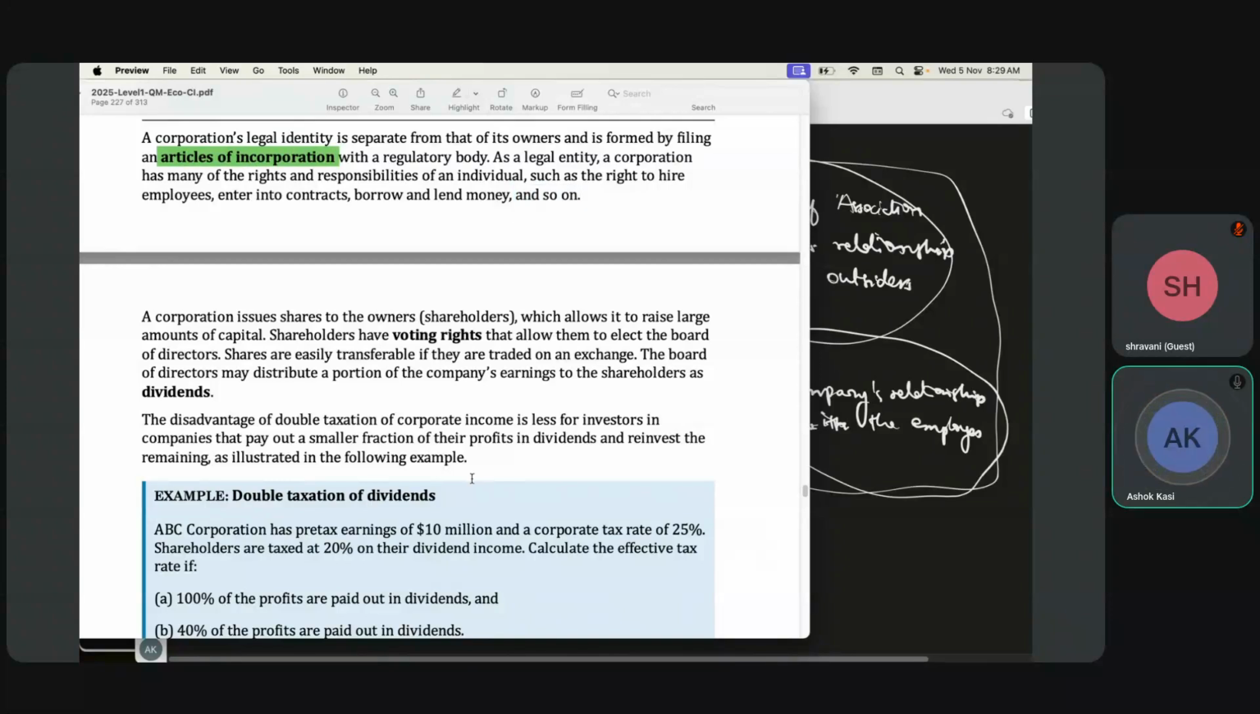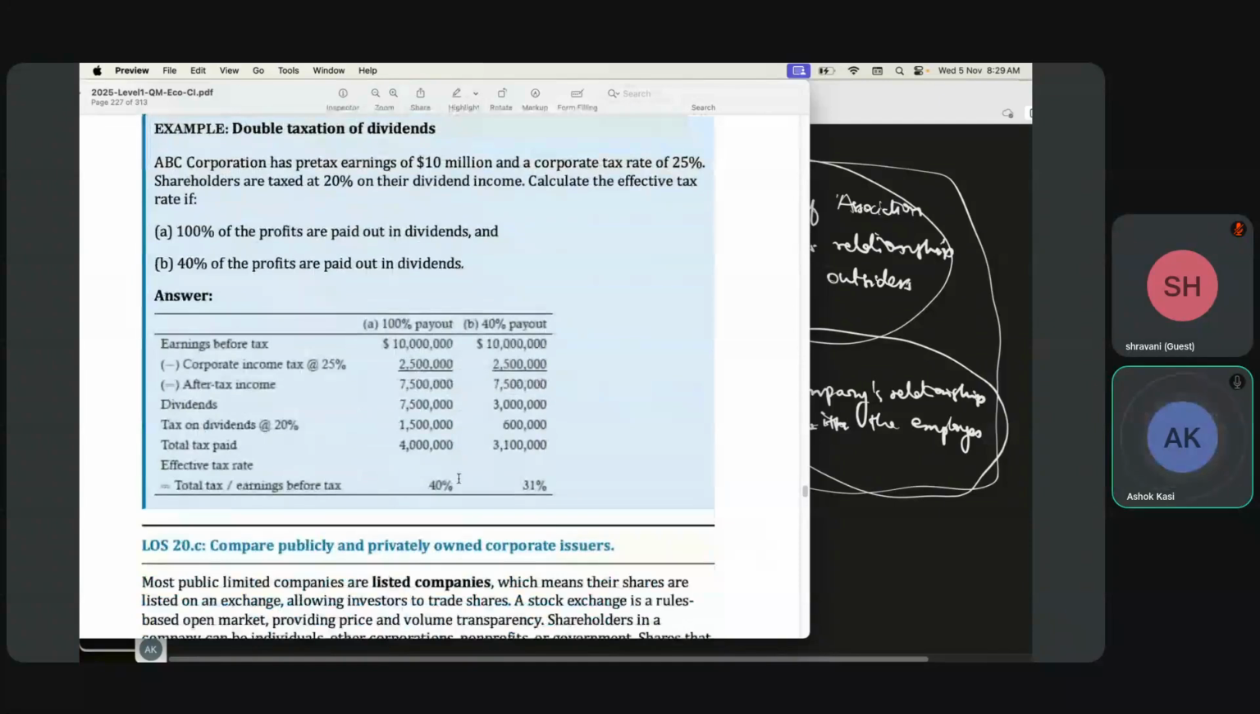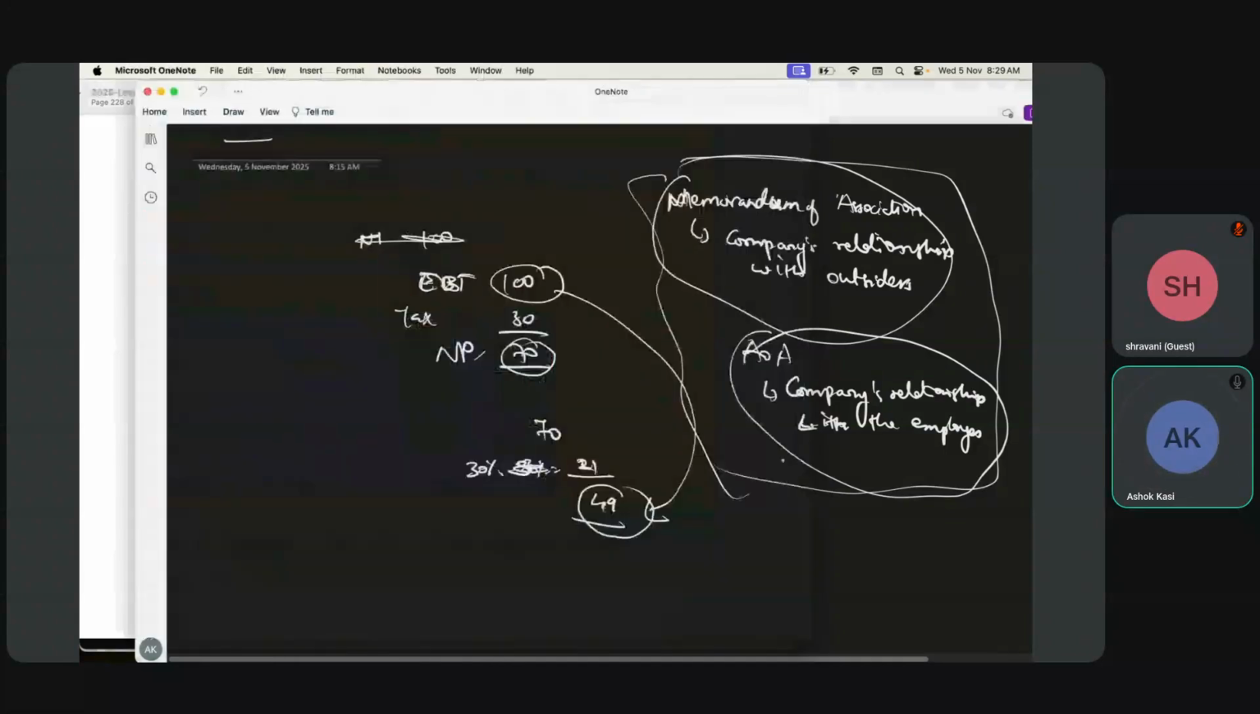Then voting rights is all okay. So double taxation is what I was telling you. See, 10 million earning before tax. Then corporate tax is 25% and shareholders tax is 20%. So 25% deducted. Then after-tax net income is 7.5 million, assuming all is paid as dividend. Now you are getting this 7.5, but you have to pay 20% tax on that. So 20% of 7.5 comes to 1.5. So your total tax that you have paid is 2.5 as well as 1.5, just like over here.